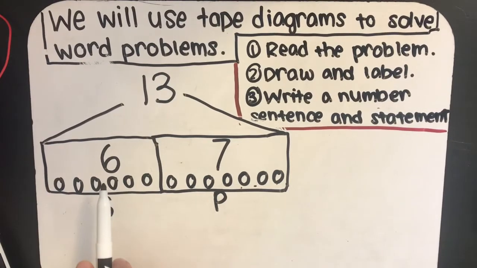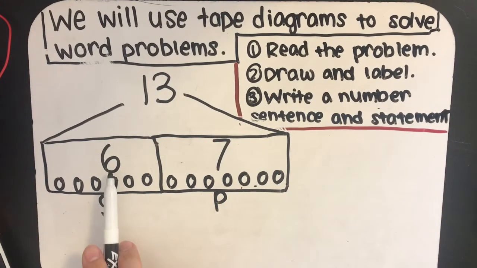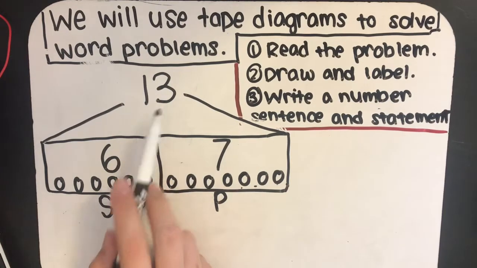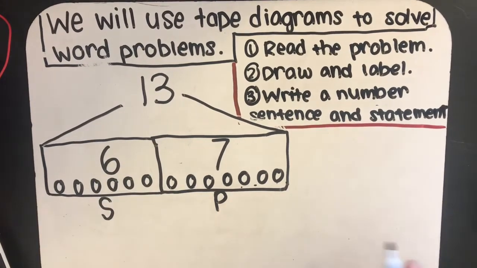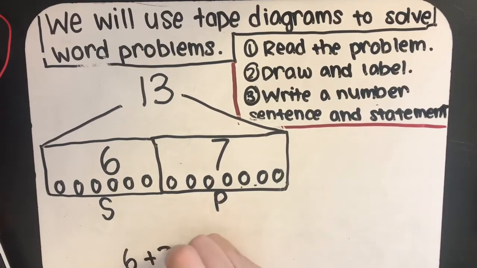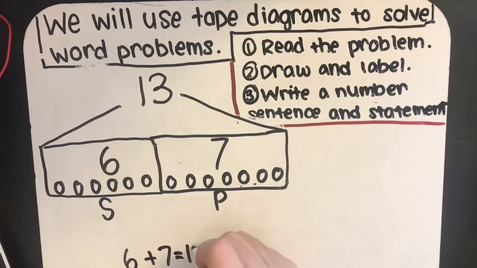We have our numbers in front of us. 6 plus 7 equals how many? 13. So let's write down that number sentence. We have 6 plus 7 equals 13.